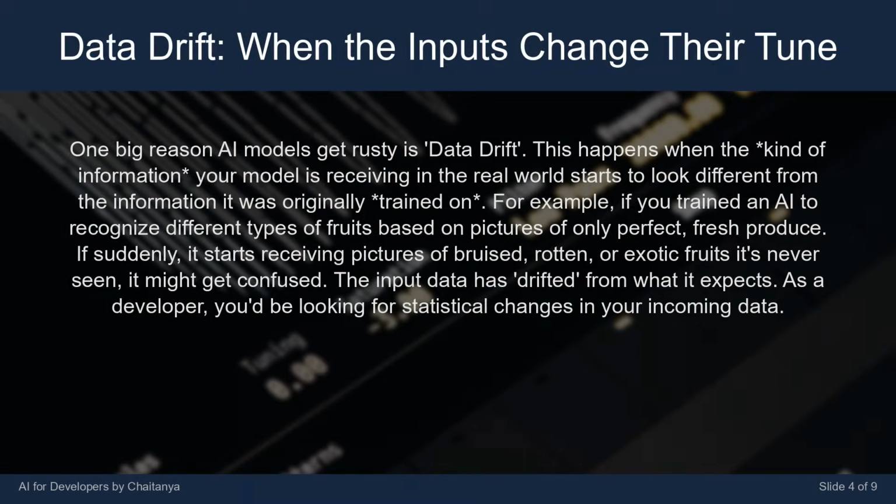One big reason AI models get rusty is data drift. This happens when the kind of information your model is receiving in the real world starts to look different from the information it was originally trained on. For example, if you trained an AI to recognize different types of fruits based on pictures of only perfect, fresh produce, if suddenly it starts receiving pictures of bruised, rotten, or exotic fruits it's never seen, it might get confused. The input data has drifted from what it expects. As a developer, you'd be looking for statistical changes in your incoming data.